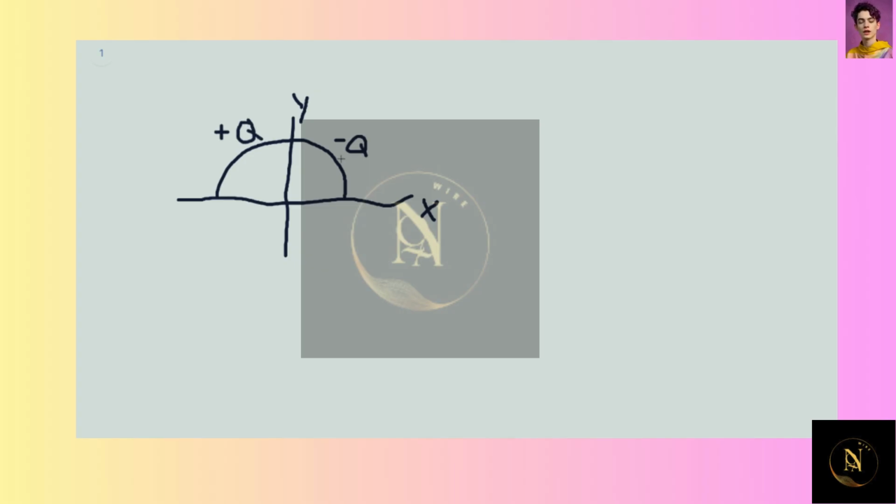All right, so the problem is that we have a semicircle of a special charge distribution, and essentially we want to know the magnetic field, or not the electric field at the origin. So how do we go about this?